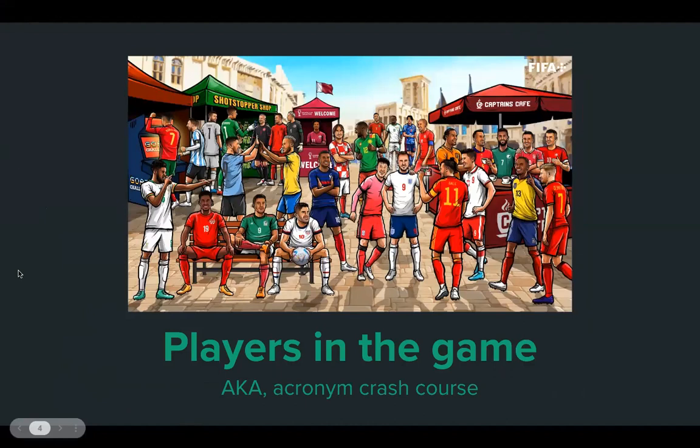And then I have a picture of the World Cup because that happened recently, and I'm sure a lot of your students really liked that. So, side by side speaker. All right.